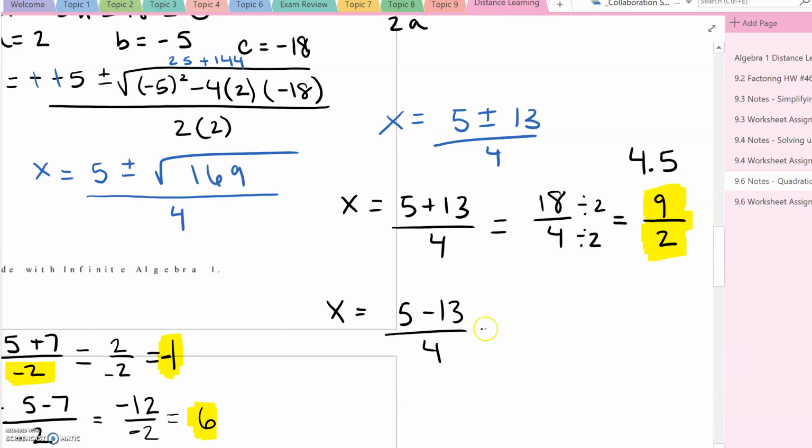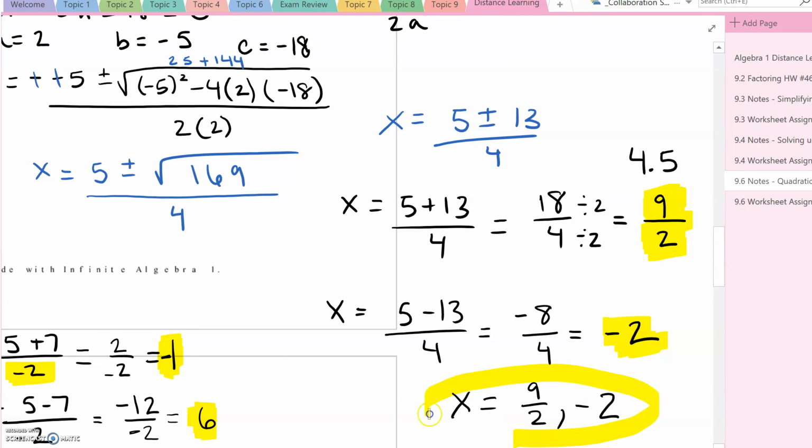5 minus 13 is negative 8, over 4. Negative 8 divided by 4 is negative 2. So our answers are 9 halves and negative 2. X equals 9 halves and negative 2. So don't think you have to get integers as your answers. Most of the time when you use the quadratic formula, you actually don't get integers. You don't get nice, pretty numbers. That's why you end up using the quadratic formula, because your other methods don't always give you those numbers that aren't so pretty. So as we move forward, you're going to see our answers are going to get more and more complex.